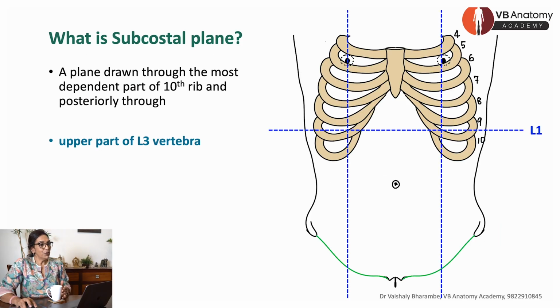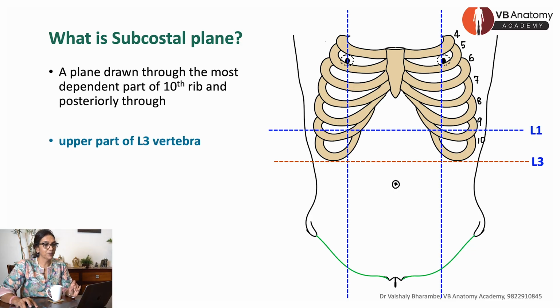So with this, we move on to the subcostal plane. Subcostal, below the costae. Costae means rib. So a plane that is drawn through the lowermost edge of the costal margin, that is at the 10th rib, is your subcostal plane, found at the level of the upper border of L3 vertebra.